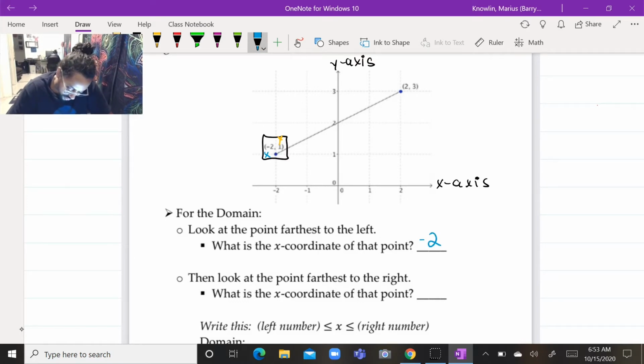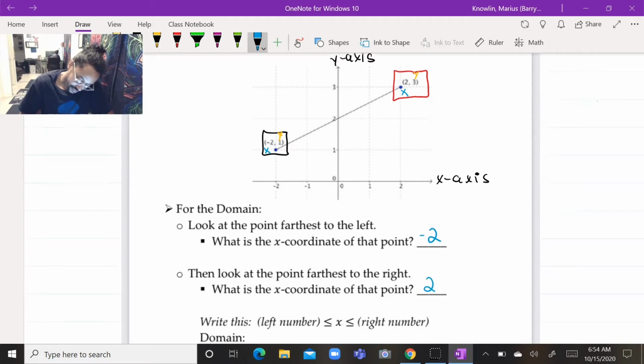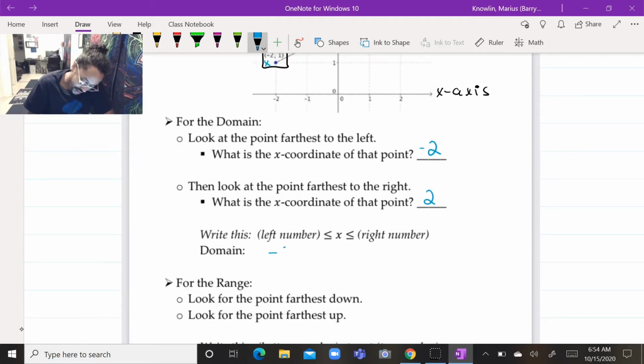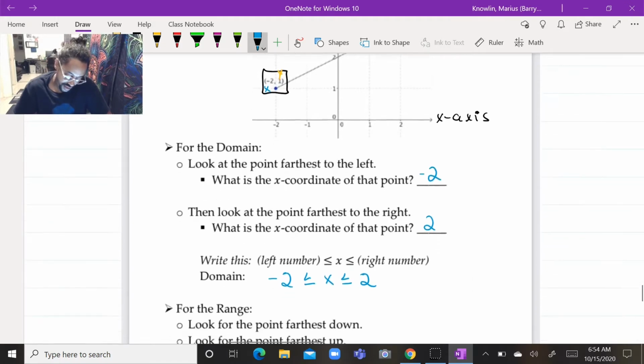Now it says then look at the furthest point to the right. What is the coordinate of that point? Well, the furthest point to the right is over here, and our x coordinate is that +2. It says what is the x coordinate of that point? +2. Now so we would write -2 less than or equal to x, which is less than or equal to 2, and this would be the domain for this line segment.